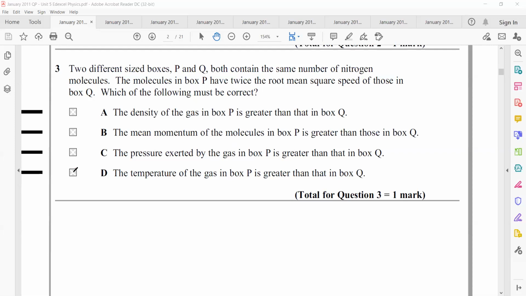The correct answer is D. Why is D correct? Because the root mean square speed, the kinetic energy and the temperature are directly related. The kinetic energy is half mv squared. Mass is the same for both because both containers are filled with nitrogen, so kinetic energy is proportional to the speed squared. If the root mean square speed increases, the kinetic energy increases, and then the temperature will also increase. That's why the temperature of the gas in box P is greater than Q.